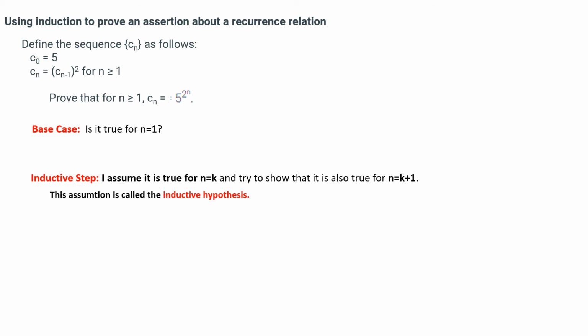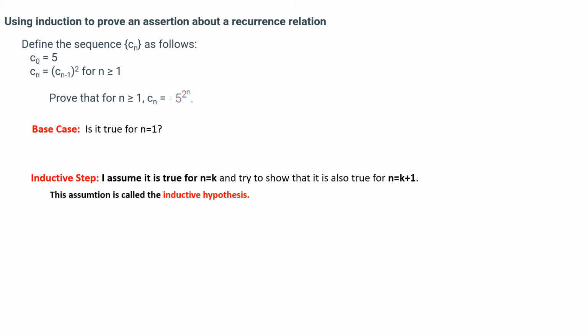And we're supposed to prove that for n greater than or equal to 1, C sub n is equal to 5 to the 2 to the n. So that's not 2, we're not taking 5 to the 2n power, we're taking 5 to the 2 to the n power. So it's kind of like a nested exponential there. Okay, so that's what we are wanting to prove.